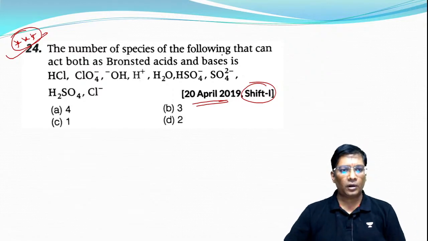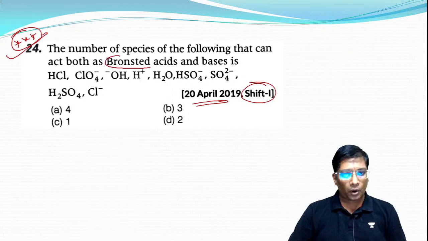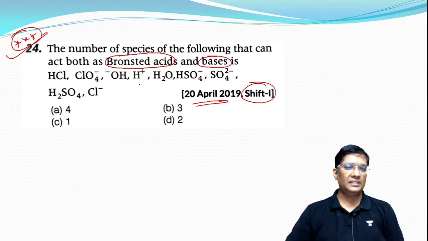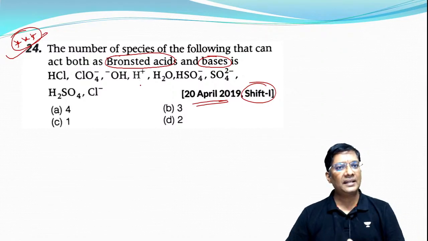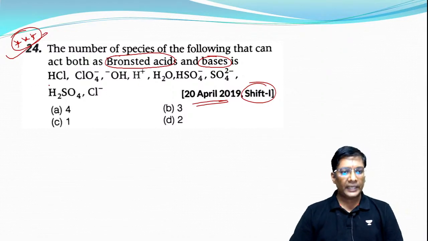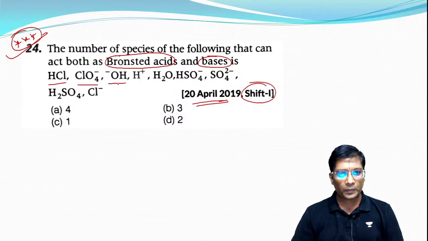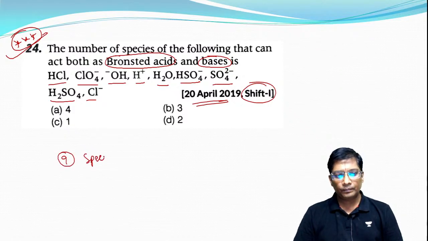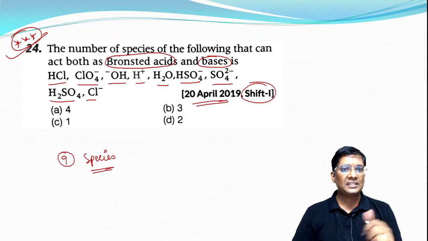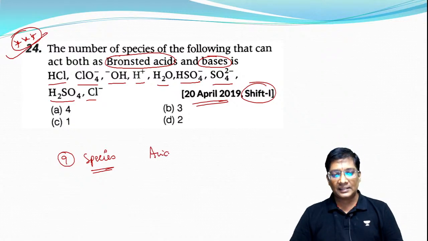of species of the following that can act both as Bronsted acid and Bronsted base. Which one acts as both? Both are acting as Bronsted acid as well as Bronsted base. So out of HCl, ClO4 minus, OH minus, H plus, H2O, HSO4 minus, SO4 2 minus, H2SO4 and Cl minus: 1, 2, 3, 4, 5, 6, 7, 8, 9. So out of 9 species, how many number of species are acting as both Bronsted acid as well as Bronsted base?